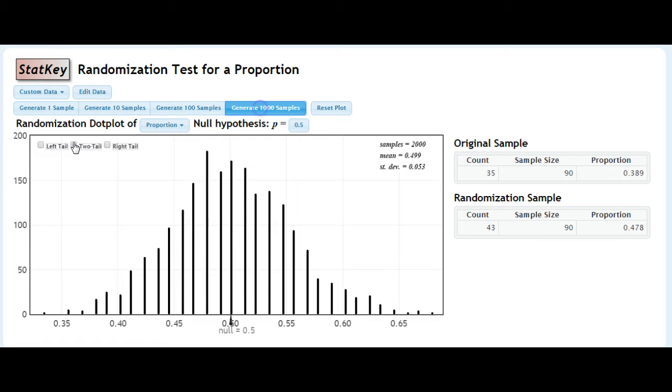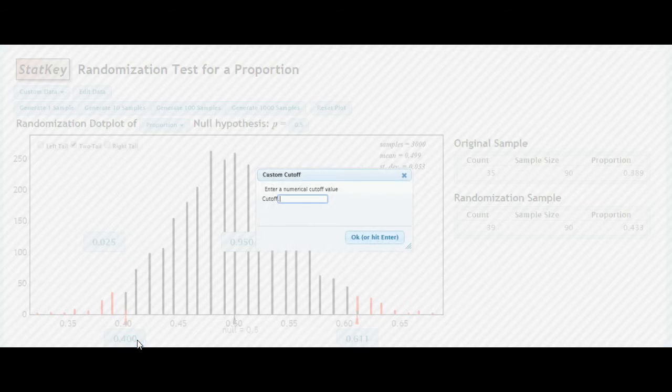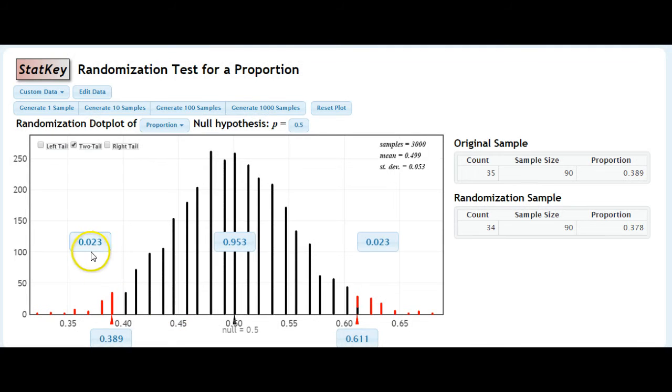So just generate a couple of these, do a two-tail test, and let's adjust this to be our original sample proportion, 0.389. And when I do that, again, I get a proportion.